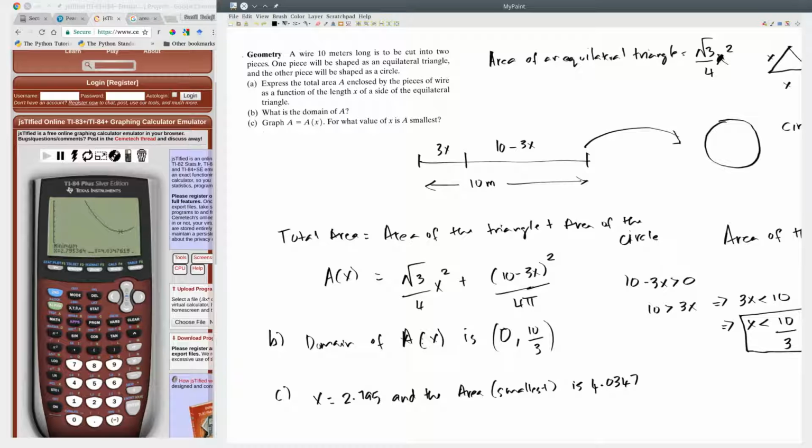Then we plugged in this function in the calculator and found the minimum value of x, where the area is the smallest, and the smallest area is 4.0347.